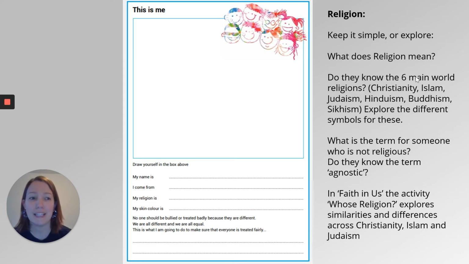Moving on to exploring religion. Again, starting with what religion means, that it's a set of beliefs. And beyond that, perhaps thinking about what religion means to them personally. Can they name the 6 main world religions? Perhaps show them the symbols for each of these, or find out one fact about each. Do they know the term atheist and what that means? How about the term agnostic? What religion do they follow? As a potential follow-up activity in our Faith in Us resource on page 34, there's an activity which explores similarities and differences between Christianity, Islam, and Judaism.